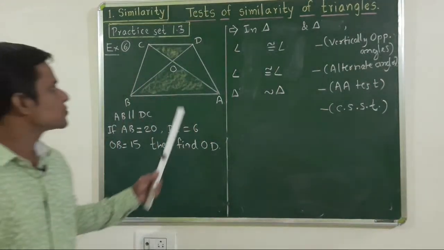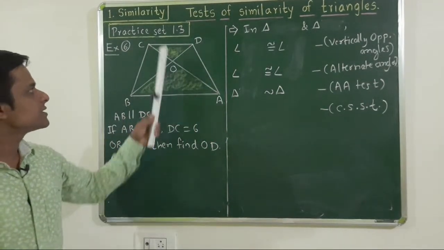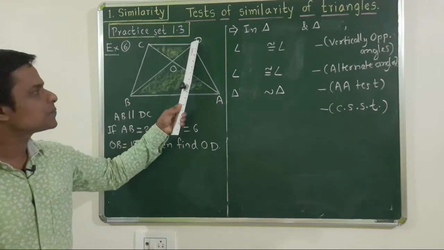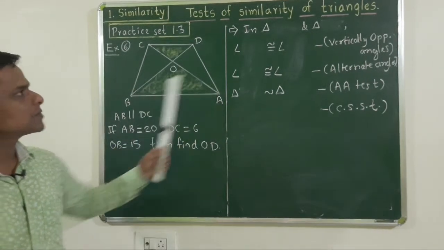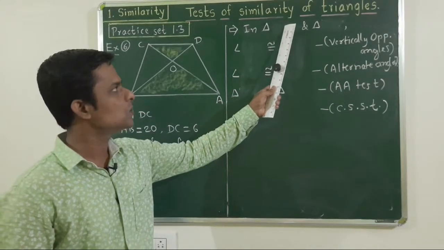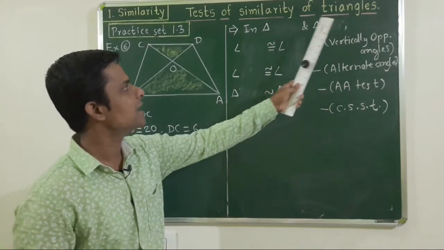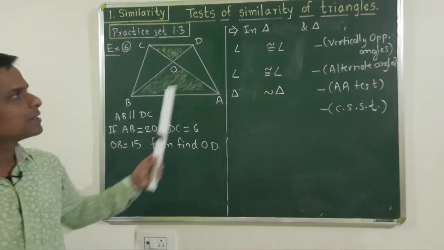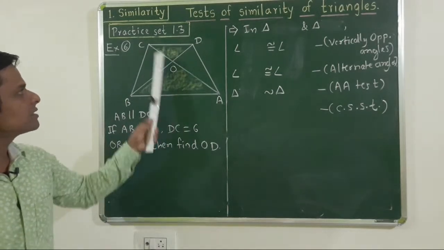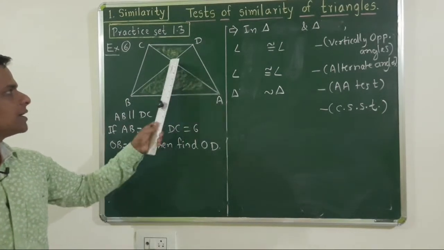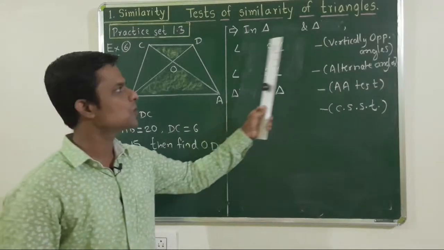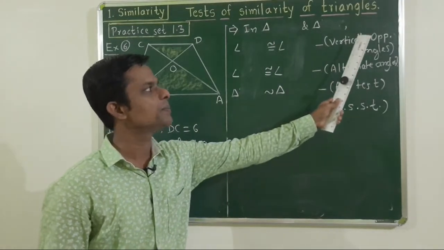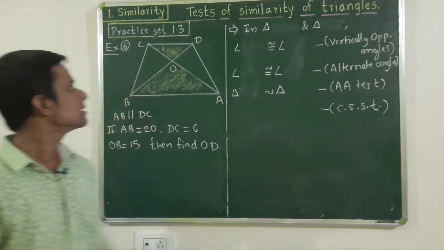First step is to write proper names of these two triangles, that is, triangle COD and triangle AOB. In triangle COD and triangle AOB, that is in these two triangles, angle COD is congruent to angle AOB. The reason will be vertically opposite angles.